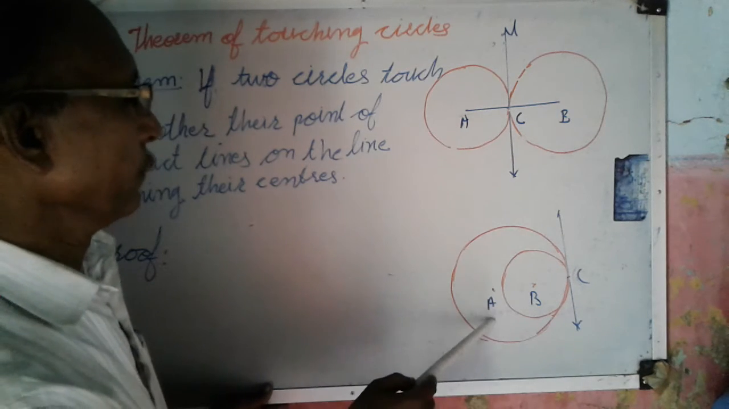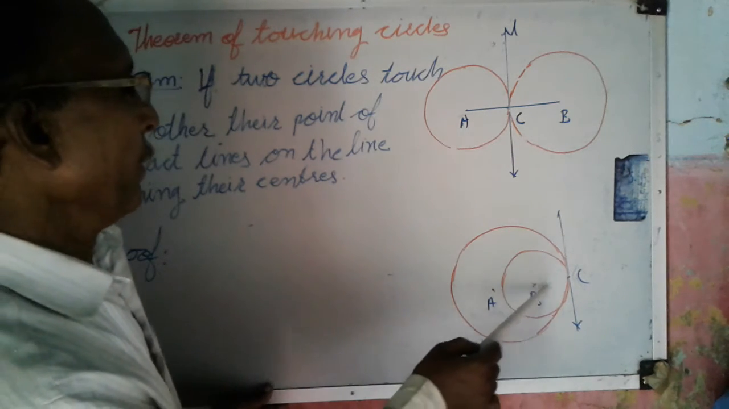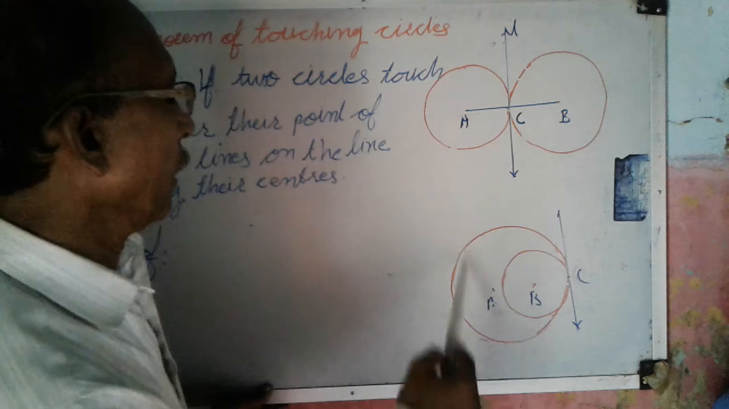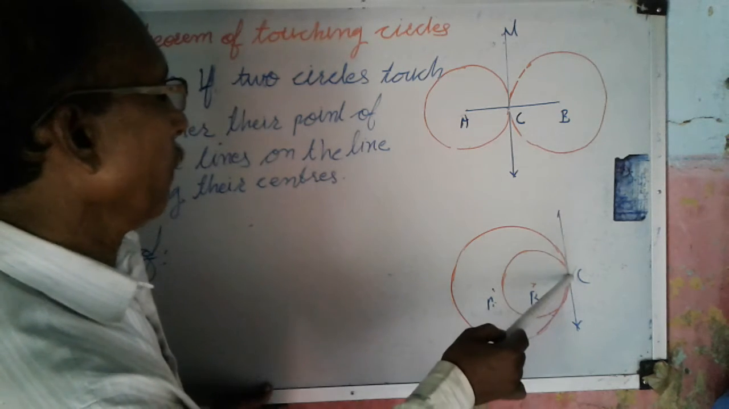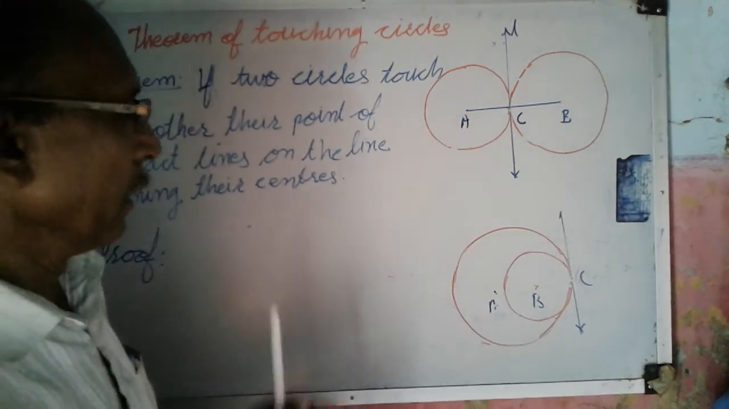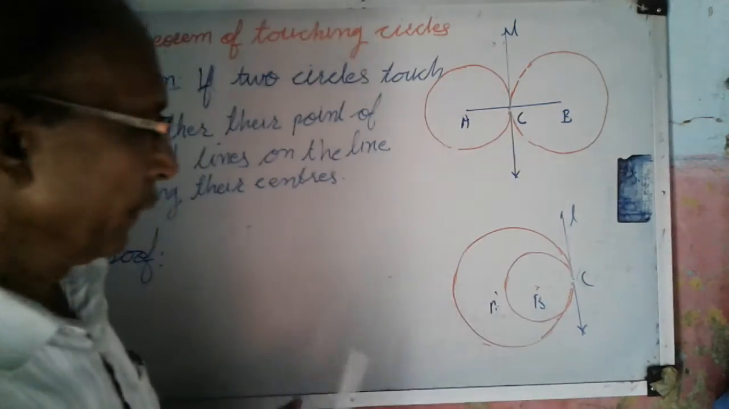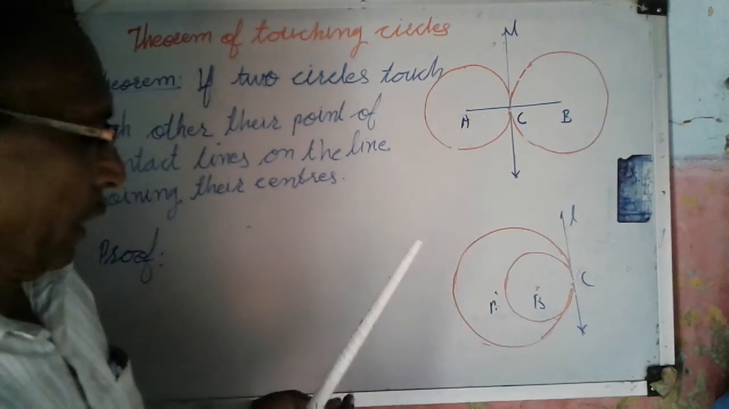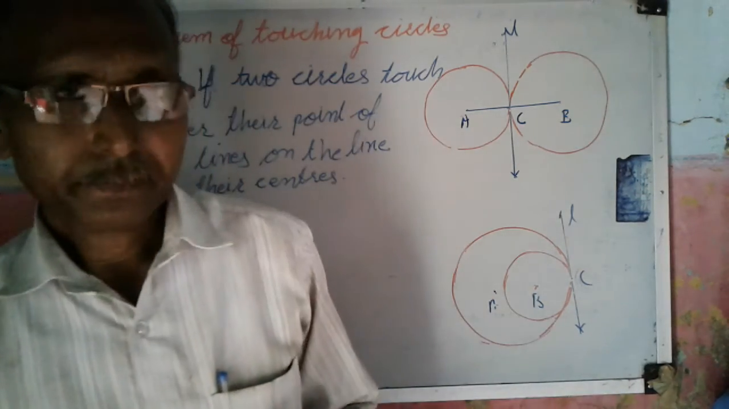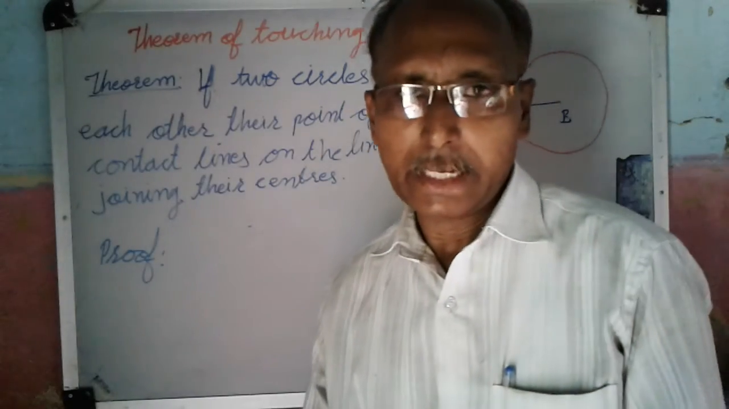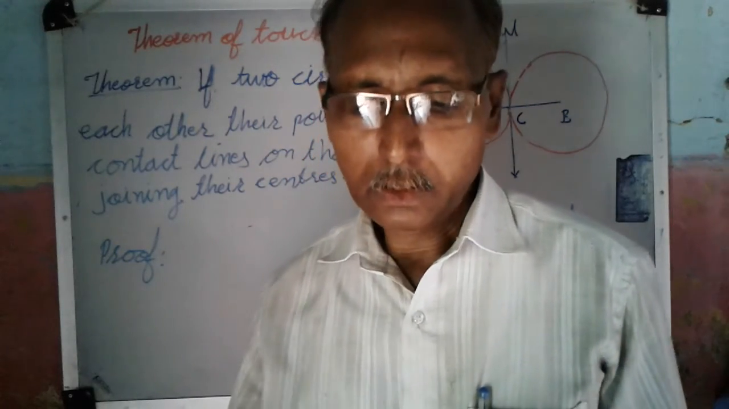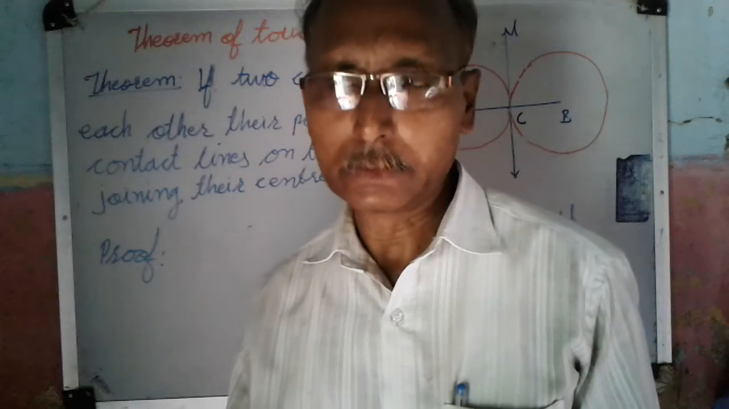The same condition here also. BC is the radius of the inner circle and AC is the radius of the outer circle and C is the point of contact. That means radius AC is perpendicular to line L and radius BC is perpendicular to line L. That means let line L be the common tangent passing through C of the two touching circles.